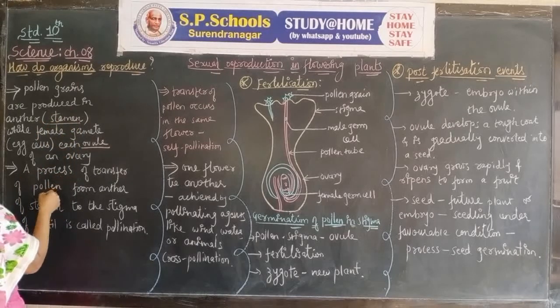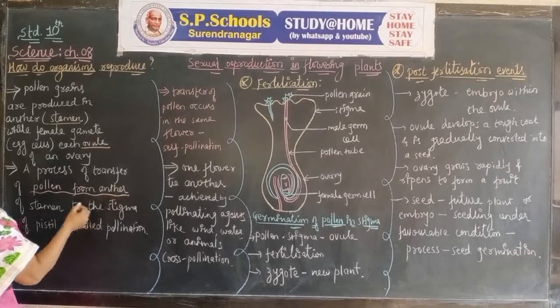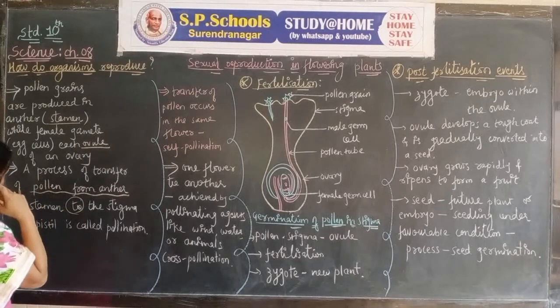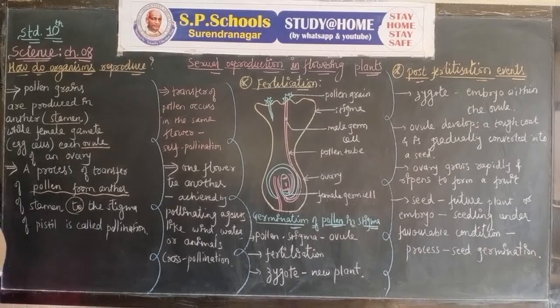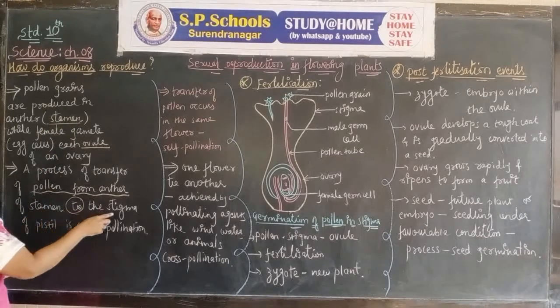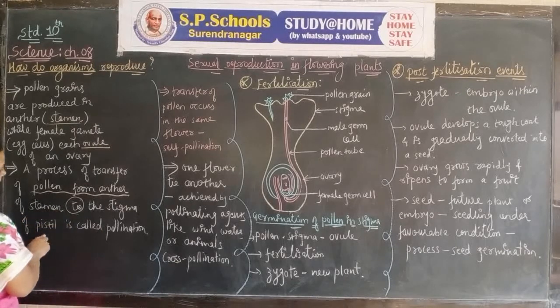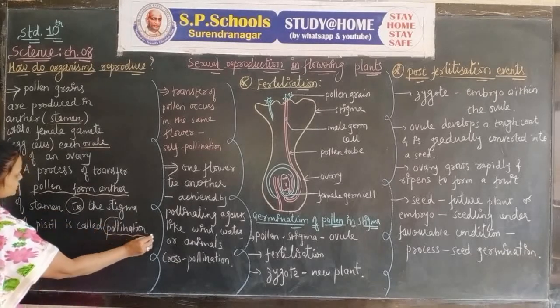The process of transfer of pollen from the anther of the stamen to the stigma of the pistil. Let's revise it. Pollen is produced in the anther of the stamen. The stigma is present in the pistil. A process of transfer of pollen from the anther of the stamen to the stigma of the pistil is called pollination.